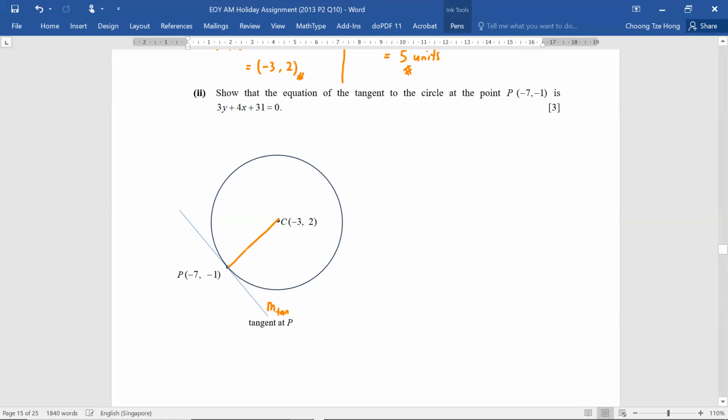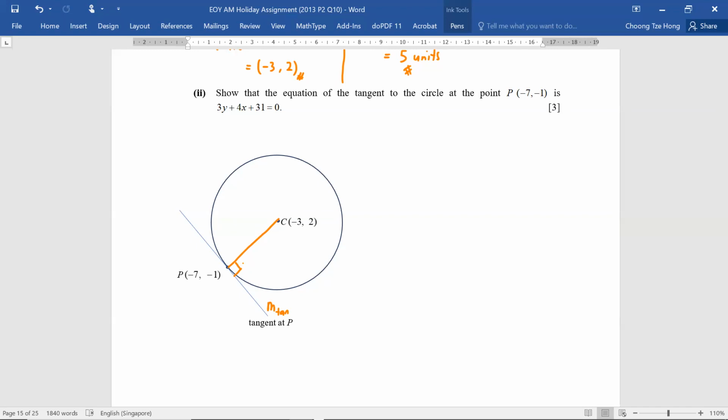Okay, what can we say about the line CP and the tangent? Yes, they'll be perpendicular to one another because over here, we are using the property tangent perpendicular to radius, all right? So in other words, we can make use of the line CP to help us find the gradient of the tangent at P. Because if two lines are perpendicular, the product of their gradients will give you -1.